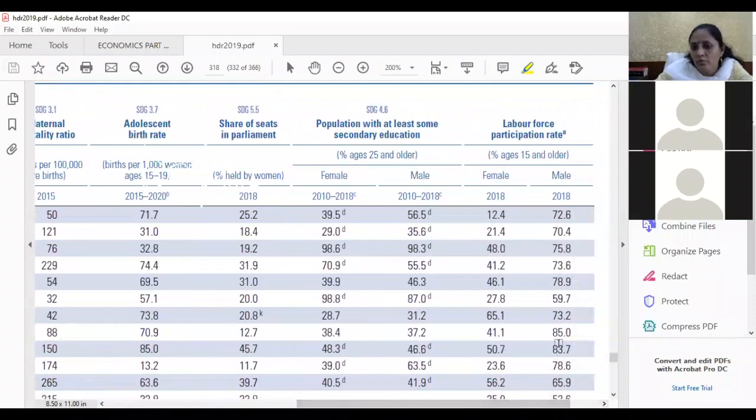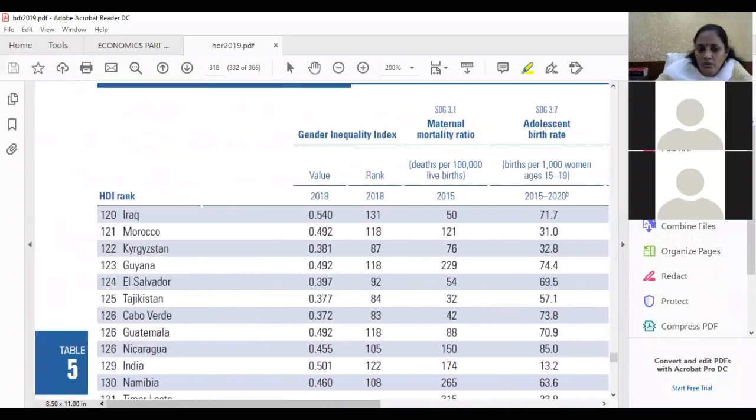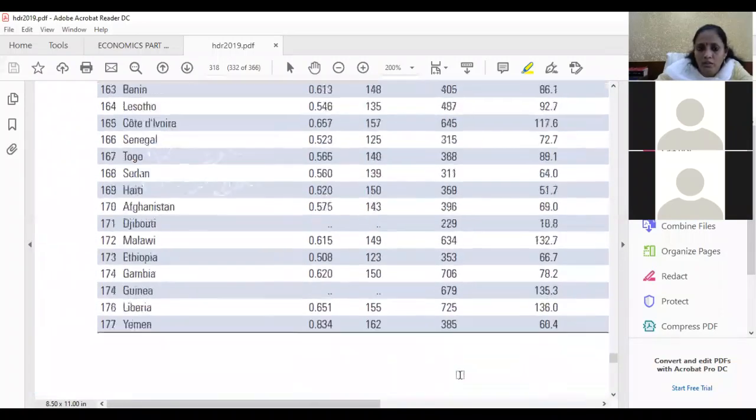Labor force participation: men's participation is very high at 84%, whereas women's is much lower, at around 50%. So that's the gender inequality index for India, right?